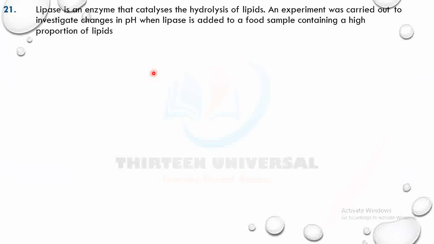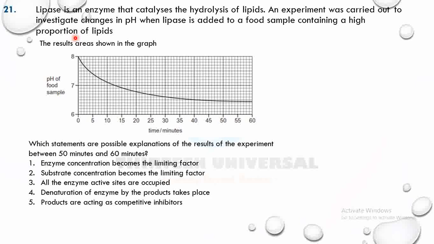That is why A is the correct option. Lipase is an enzyme that catalyzes the hydrolysis of lipids, and an experiment was carried out to investigate changes in pH when lipase is added to a food sample containing a high proportion of lipids. The results are shown in the graph. These are the statements. Which statements are possible explanations of the result of the experiment? I want you to solve the question.